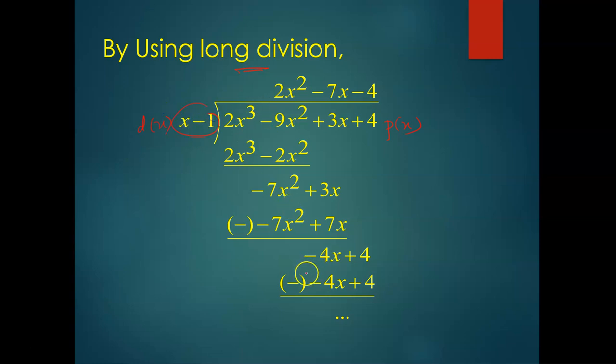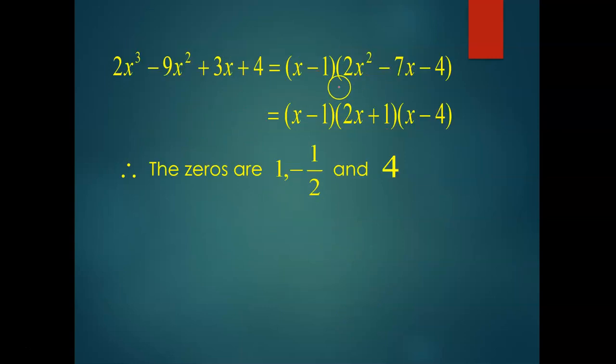Your divisor, and then you have no remainder. Okay, then you found this quotient. Okay, quotient 2x squared minus 7x minus 4. So you get the factor of x minus 1, after you take out x minus 1, then you get this.